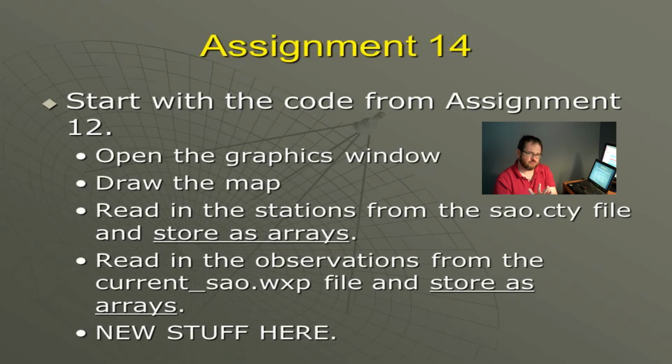Here we go. Let's think about assignment 14. You're going to start with the assignment stuff that you had from assignment 12 and make some modifications and then add some new stuff. Just like before, you have to open the graphics window, you have to draw the maps, clipped maps. You know, read in everything that you get from the SAO Easy City file, like all those station identifiers and the latitudes and the longitudes, which you're going to put into arrays that have 6,893 elements in them, which you did before, I believe, in assignment 12. Then you're going to read through all the observations that are in the current _SAO WXP file and decode them and so on.